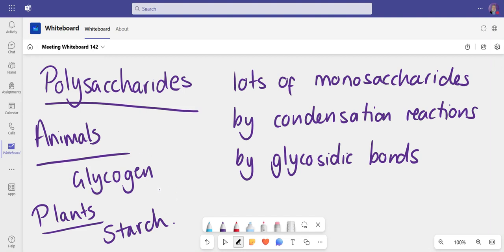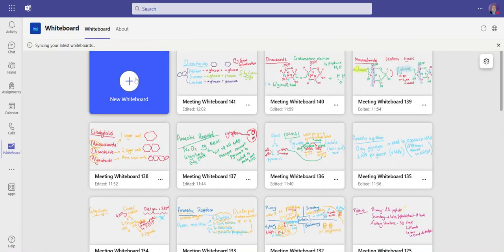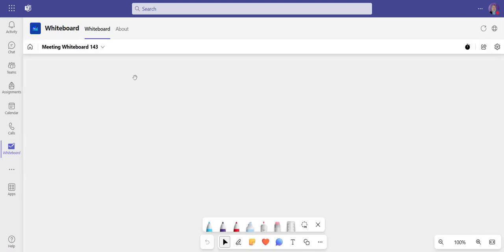It's like energy storage. Now, plants also have another polysaccharide called cellulose. Cellulose isn't for storage. It's actually part of the cell walls. Plants have cell walls made of cellulose. So let's have a look. First of all, at the structure of glycogen, which is the way we store glucose in animals.